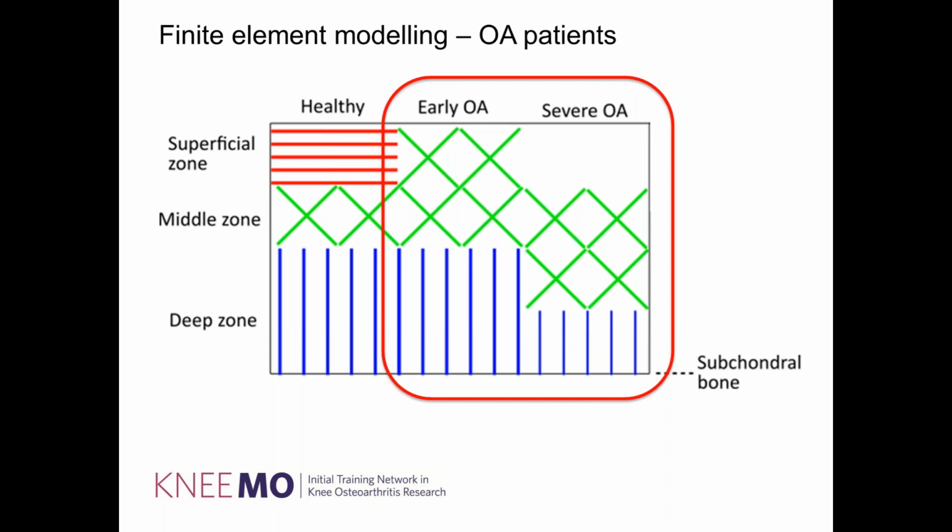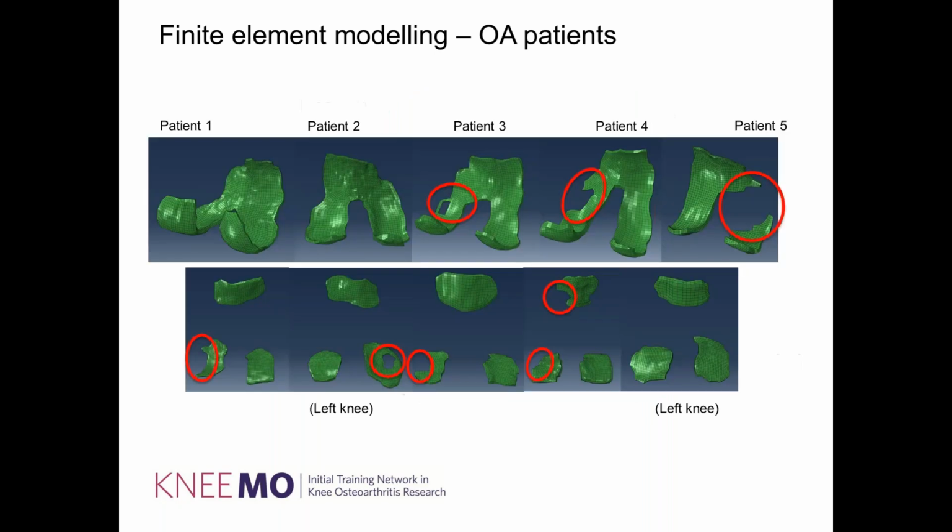And in the severe OA, just like I showed you before, we changed the geometry of the structure according to the MR images. So where you have lesions, we take those into account, and we also apply these degenerated collagen fibril structures there. I'll tell a little bit about that in the very last slide, but for now you have to believe me. So this is how it looks like with the OA patients.